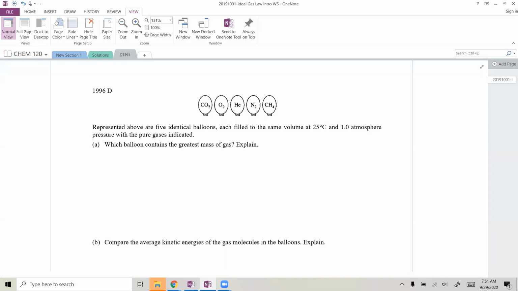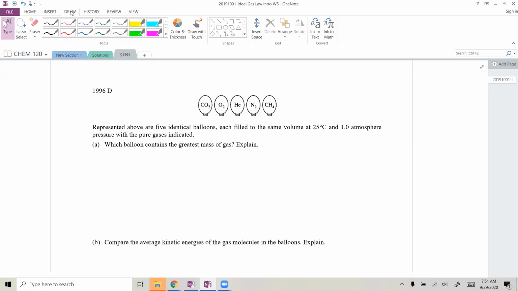Okay, so this is where we're going to look at some more advanced gases type of problems. The one that we're going to try to focus on involves partial pressures. So let's look at these 5 balloons. Each one is filled to the same volume at 25 degrees Celsius and 1 atmosphere. And we want to know which one contains the greatest mass of gas.